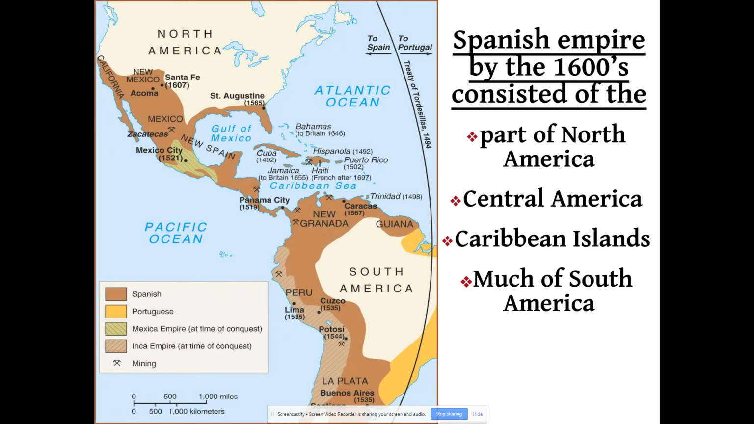As you can see here, Spain made quick work of the Americas as well. So all of the areas indicated in that darker brown were controlled by the Spanish. The gold color is the Portuguese, and it's indicating some other empires.